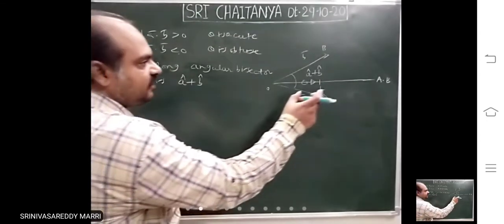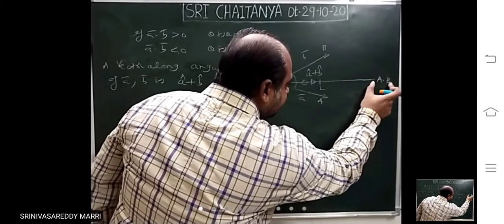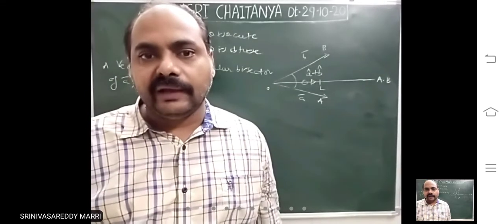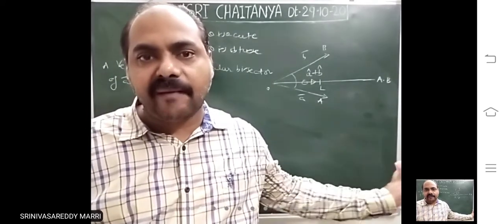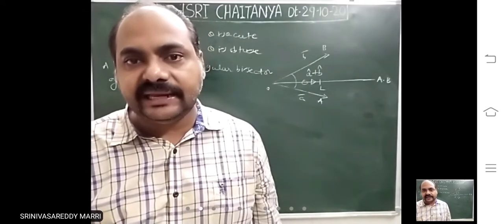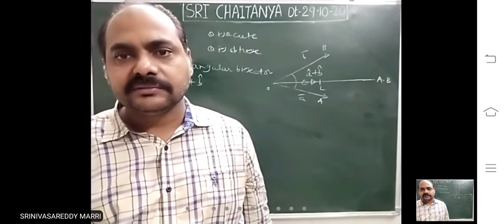That means if we want to calculate the DRs of this line, DRs of the line means one vector we want. Whenever we want DRs, write a cap plus b cap, and then write the coefficients of i, j, k. Then you will get DRs. Listen carefully.